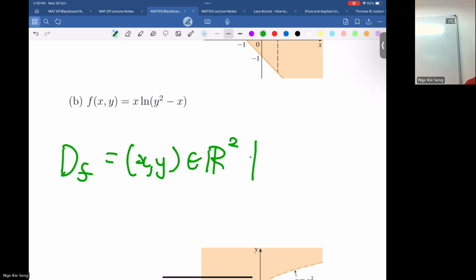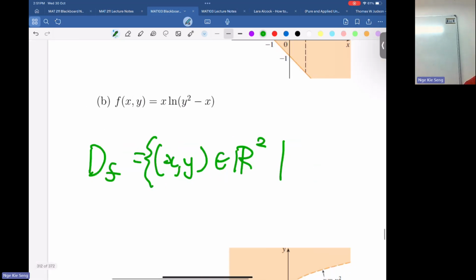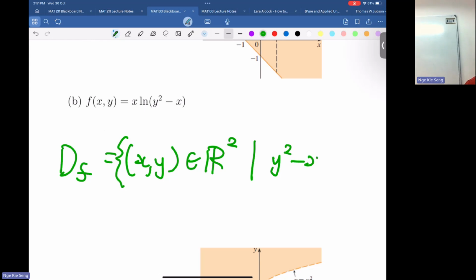The norm. What happened to the norm? How do you define the norm? You define the norm from where to where? Sorry? Larger than 0, right? Okay, so you need to make sure that the thing inside there is greater than 0. Okay, so strictly greater than 0. Meaning what? Meaning y squared is greater than x.